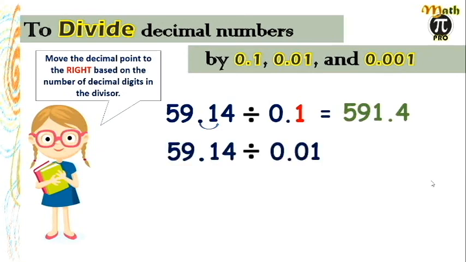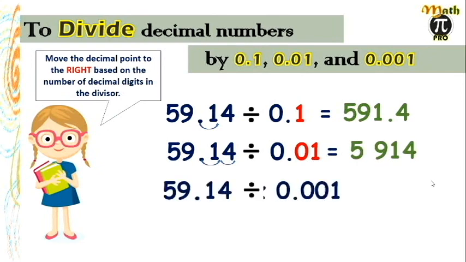And if we divide the same number by hundredths, which has two decimal digits, we will be moving the decimal point to the right two places. So our answer would be 5,914. So when we divide it by thousandths, which has three decimal digits, we now move 1, 2, 3 places to the right. So again, we use 0 as placeholder and we'll get the quotient 59,140.